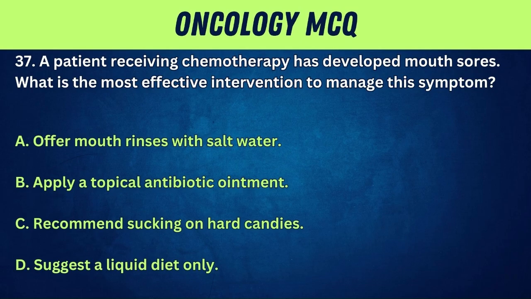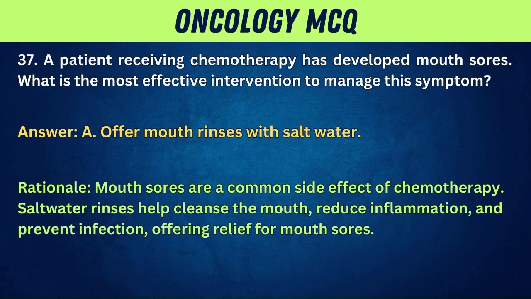37. A patient receiving chemotherapy has developed mouth sores. What is the most effective intervention to manage this symptom? A. Offer mouth rinses with salt water. B. Apply a topical antibiotic ointment. C. Recommend sucking on hard candies. D. Suggest a liquid diet only. Answer: A. Offer mouth rinses with salt water.